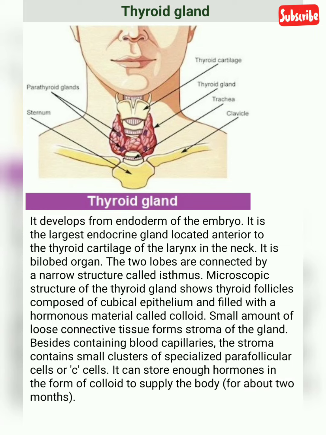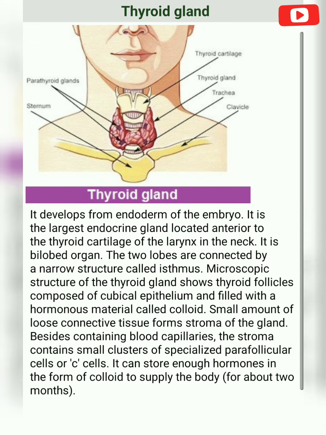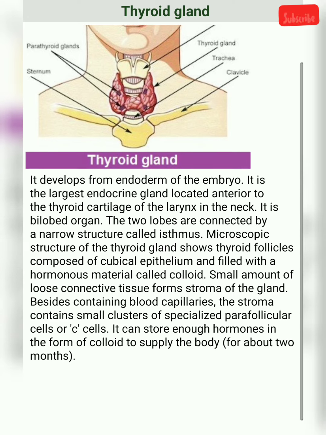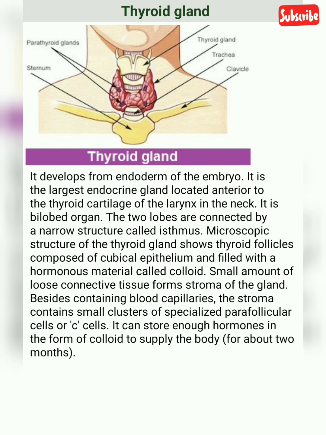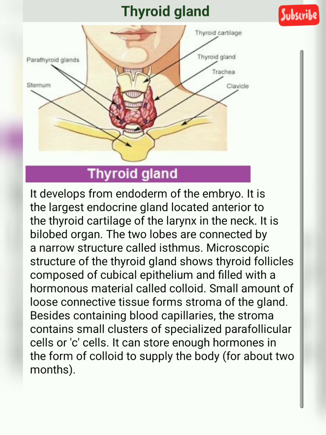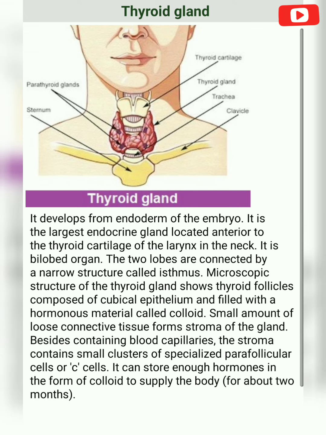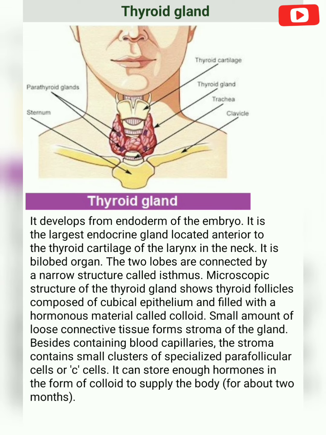It develops from endoderm of the embryo. It is the largest endocrine gland located anterior to the thyroid cartilage of the larynx in the neck. It is a bilobed organ. The two lobes are connected by a narrow structure called isthmus.